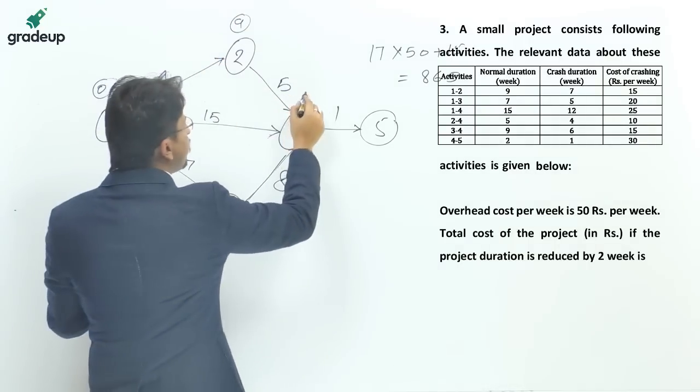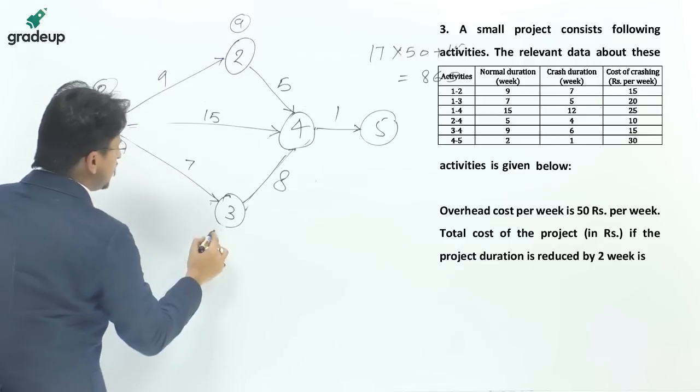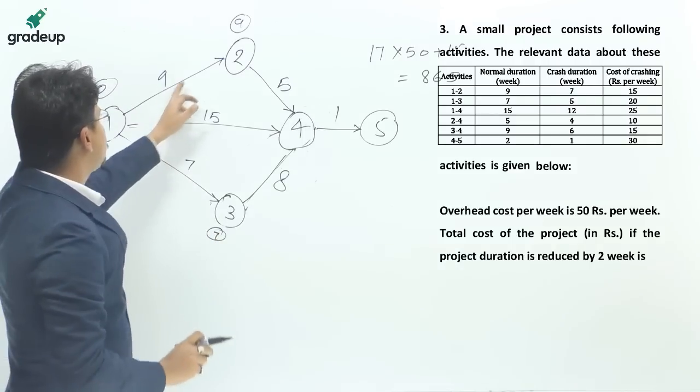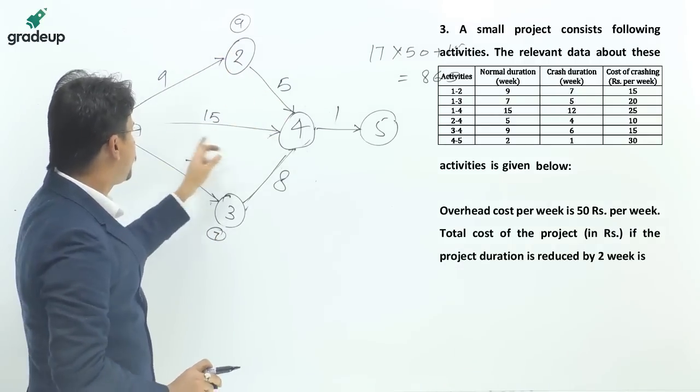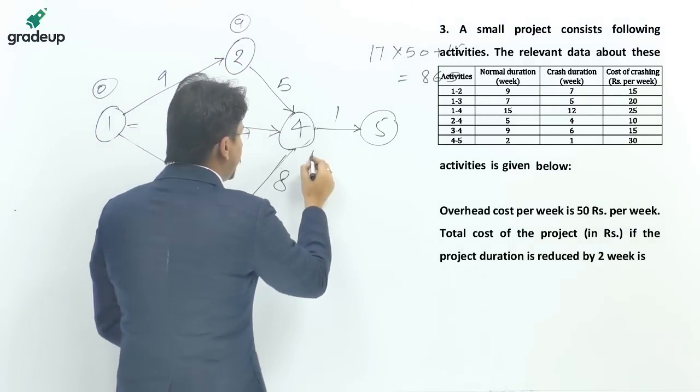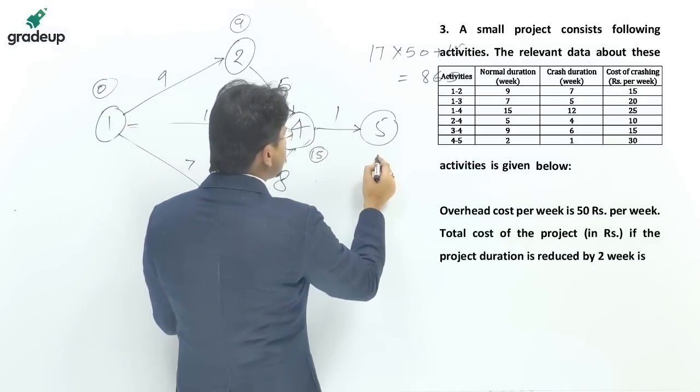0, 9, 9, 5, 14. Okay, let us see here first. 7. Okay, this is 9, 5, 14, 15, 15. So this will be 15. Okay, and this will be 16.